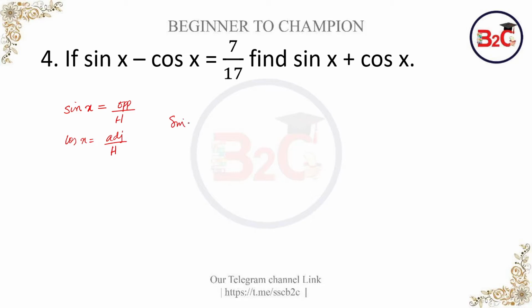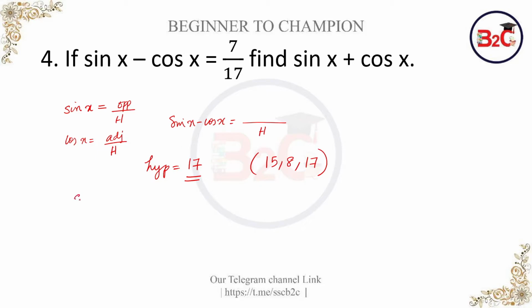So if we write sin x minus cos x, then definitely whatever number is in the denominator will be the hypotenuse. So from this equation sin x minus cos x equal to 7 by 17, we can conclude that the hypotenuse is equal to 17. Now the only triplet involving 17 is 15, 8 and 17. The only Pythagorean triplet where one of the members is 17 is 15, 8 and 17.